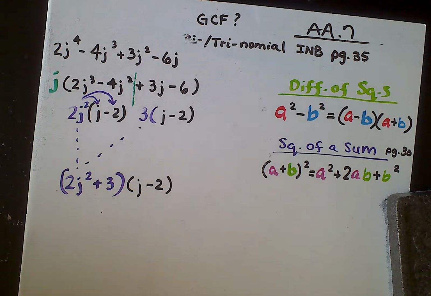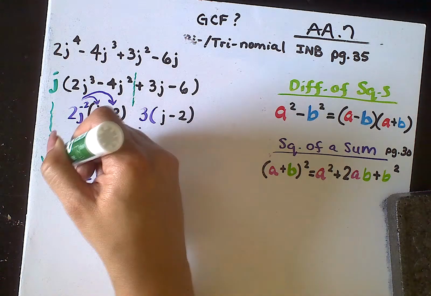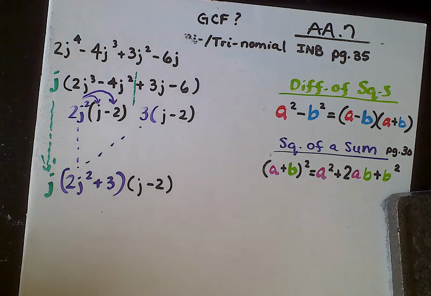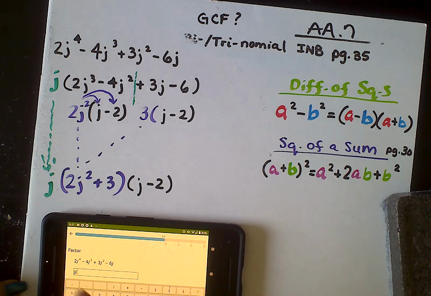But we cannot forget my j, my GCF j in the very beginning. So let's type this one in. This one's really weird. J, and then 2j plus 3, and then j minus 2.